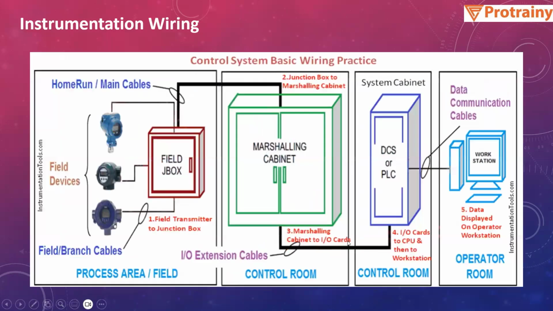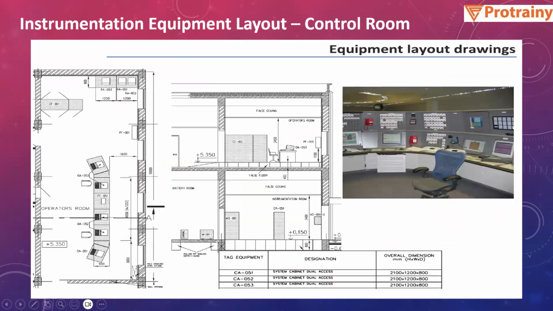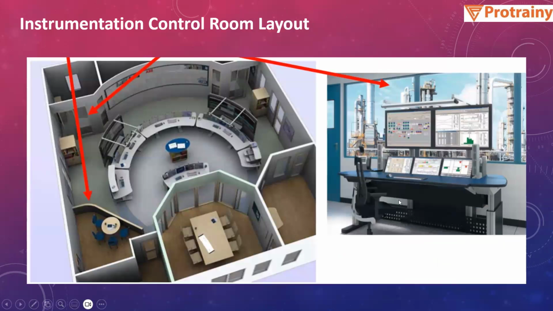Then instrument wiring. We have seen that the instrument will be connected to the field junction box, and the field junction box will be connected to the marshalling cabinet, which will be connected to the system cabinet, which again will feed to the workstation or control in the control rooms. You can see this is a typical snip of a control room of a plant. This is also a control room in a plant.